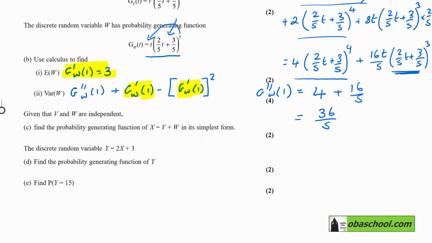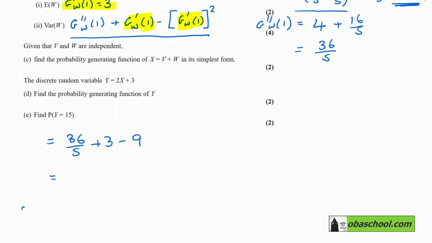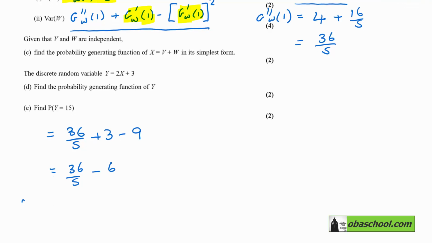So we can now put all of this together. And we have, following the formula just here, 36 over 5, add 3, take away 9, which is 36 over 5, take away 6, and 6 of course would be 30 over 5. And so we get 6 over 5.